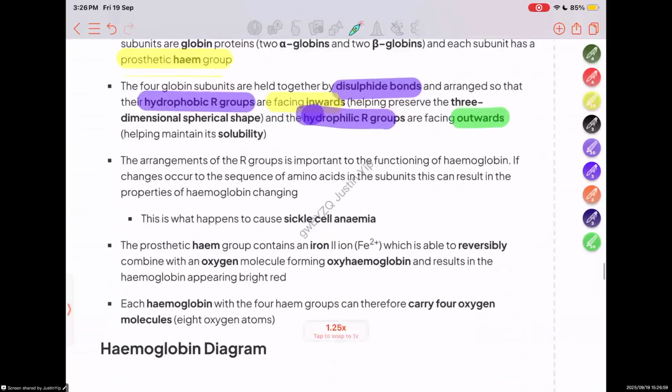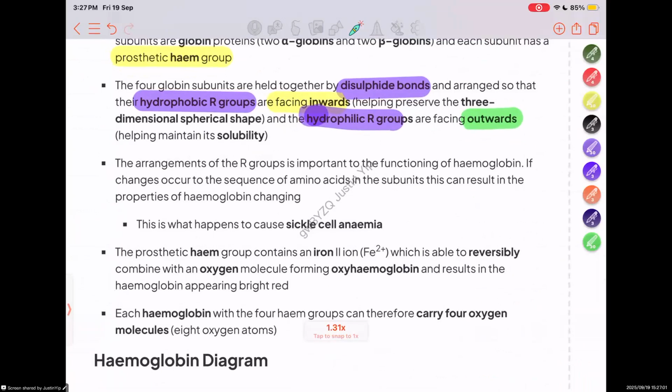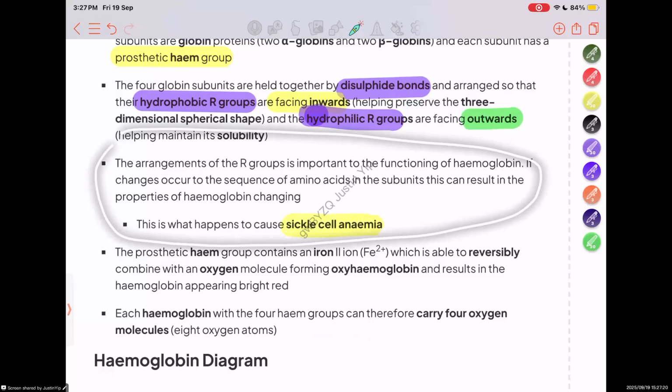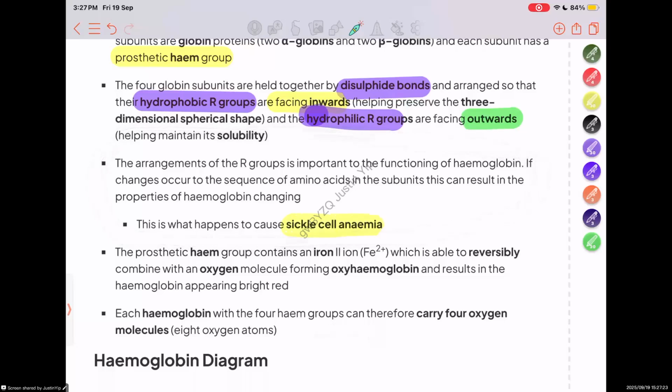I continue here. So after that, they are talking about the importance of the arrangement of your R groups. If your hemoglobin properties change, they will cause sickle cell anemia. To summarize these two sentences, if the arrangement of your R group is distorted, it means it is already interrupted by other things, so your hemoglobin structure is not so good already, and they cannot function well.